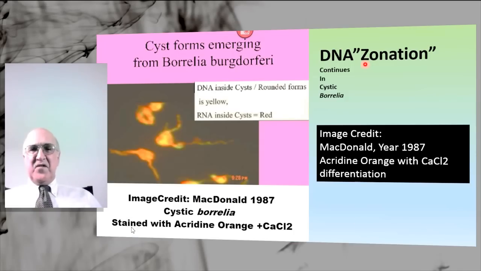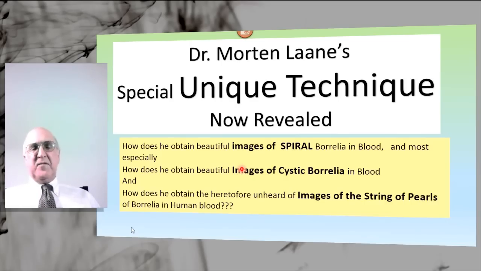So we have zonation of DNA, and it continues into the cystic forms. You can see DNA, RNA, red is RNA, yellow or green is DNA, and then the spiral forms coming off of the cyst. So Dr. Laane's special technique to identify these special structures, the cystic structures, the string of pearl structures in the blood, is now going to be revealed to you.